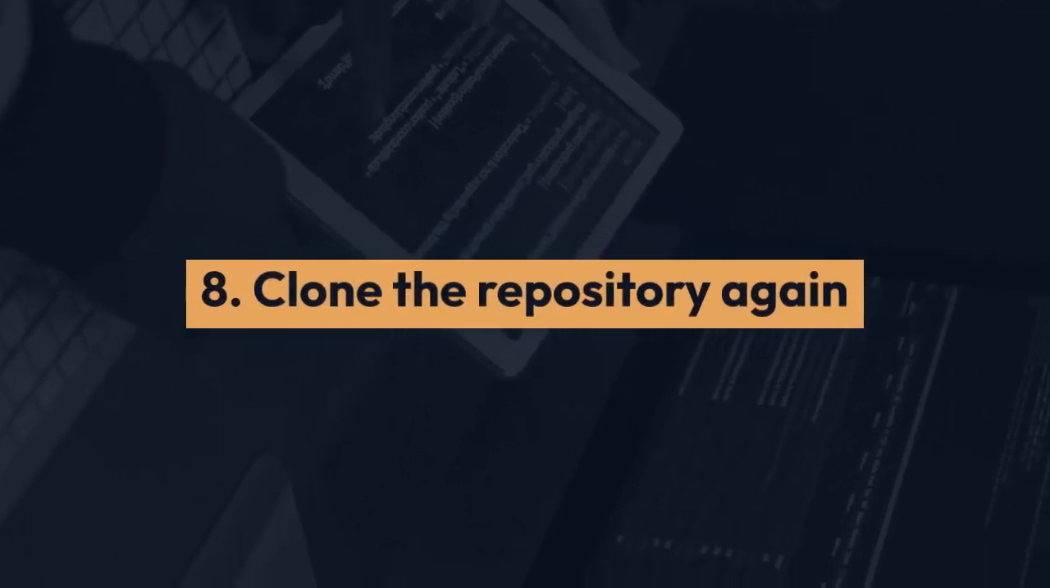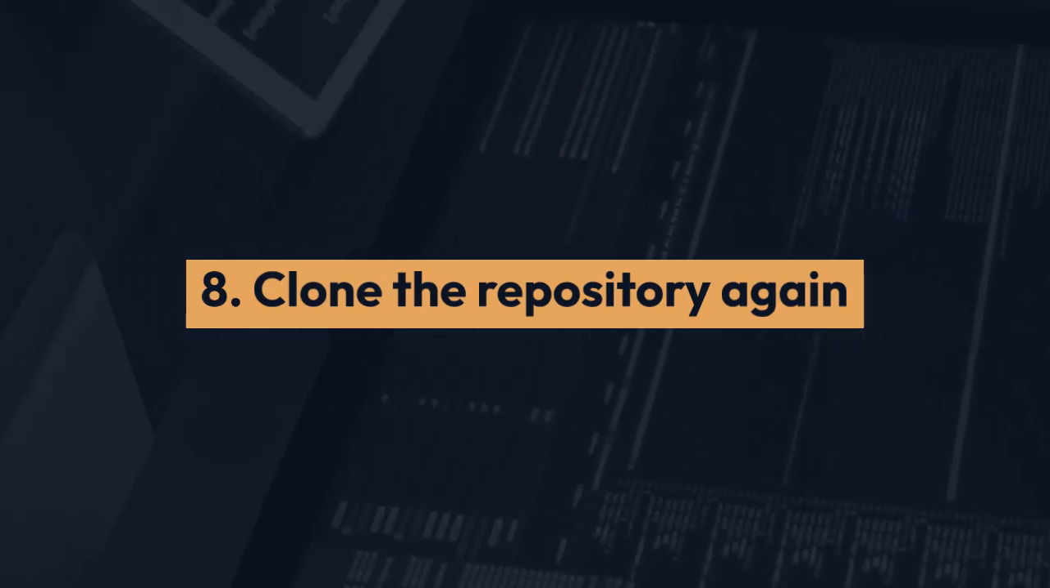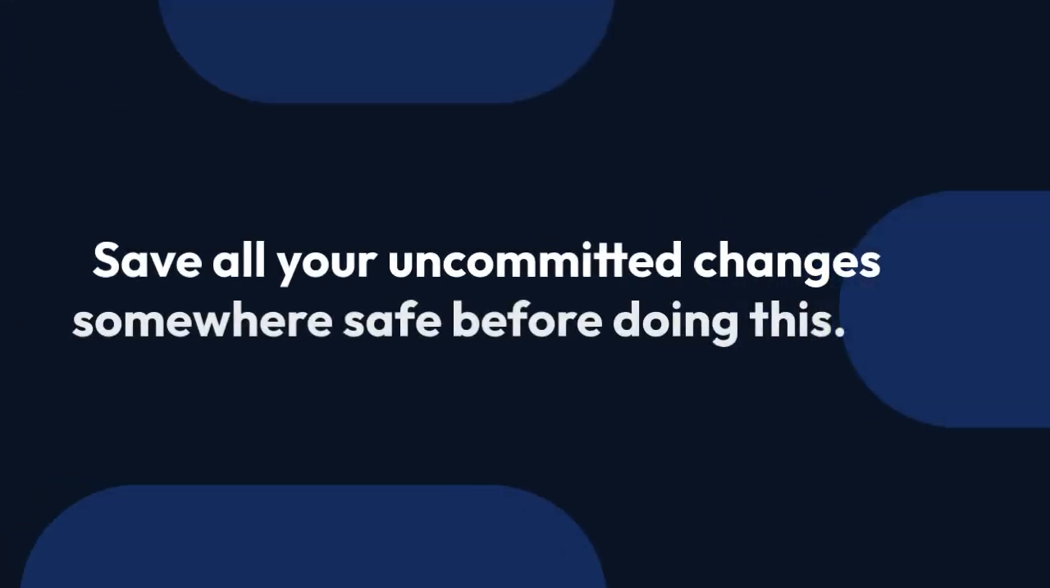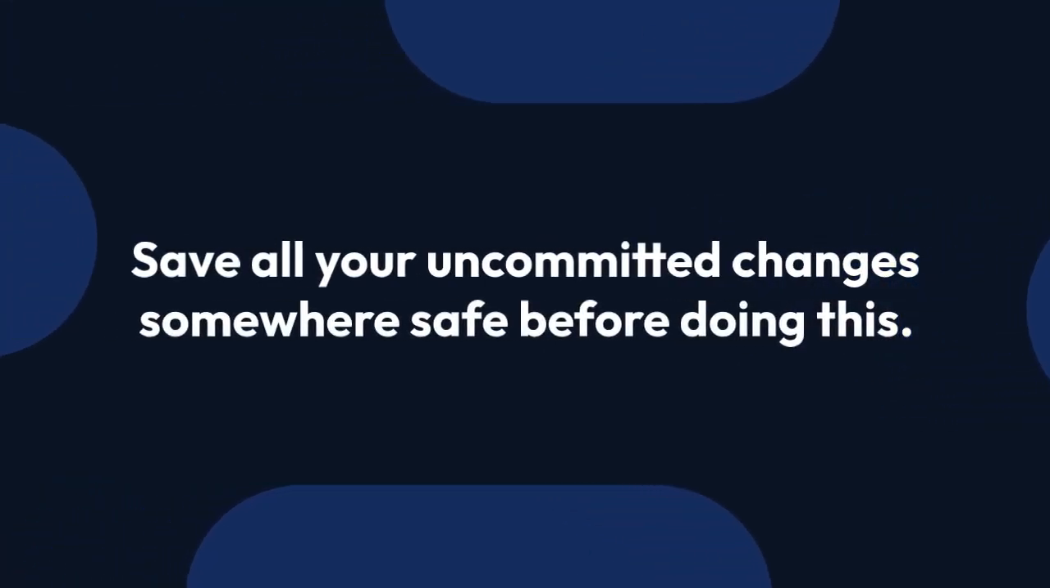8. Clone the repository again. As a last resort, consider cloning the repository again from scratch. This can sometimes resolve hidden corruption within your local clone. Before doing this, make sure you have all your uncommitted changes saved somewhere safe.